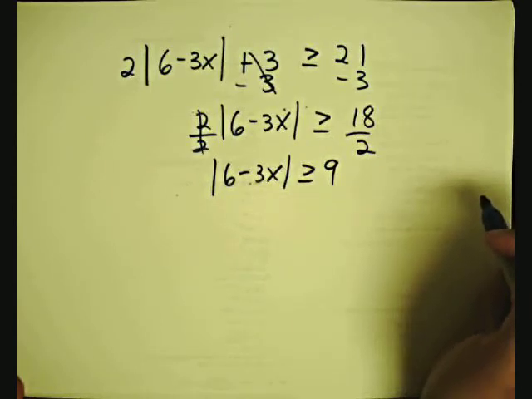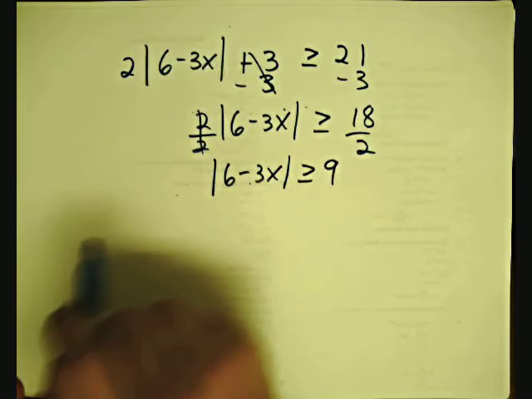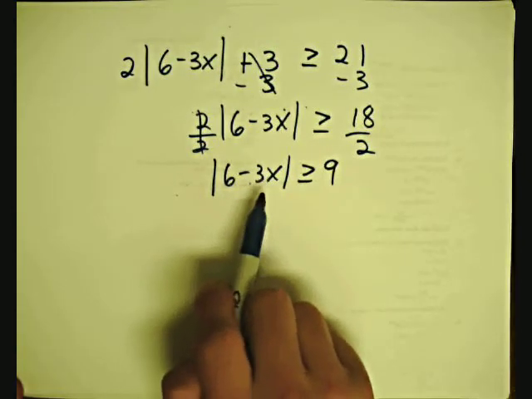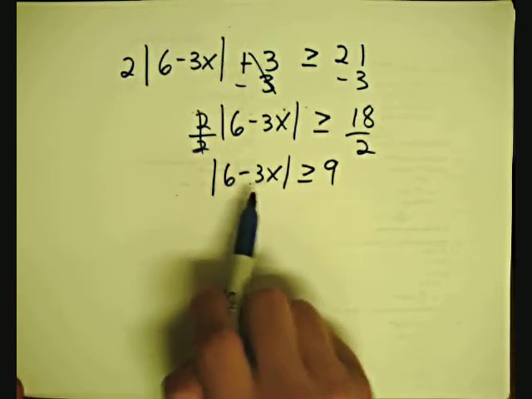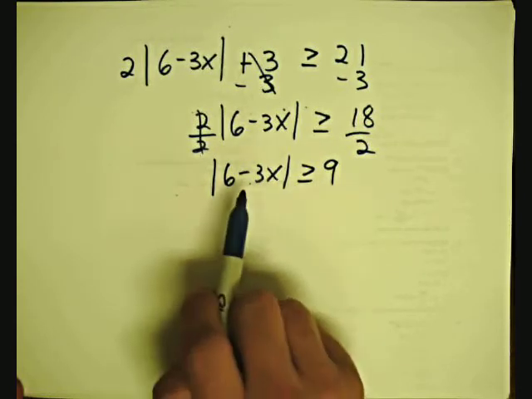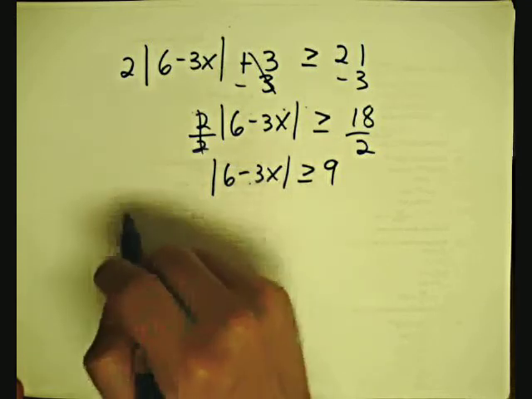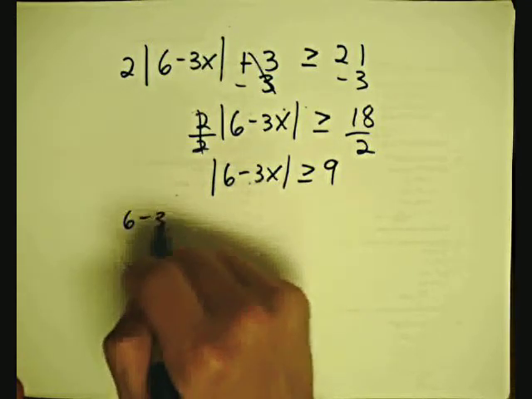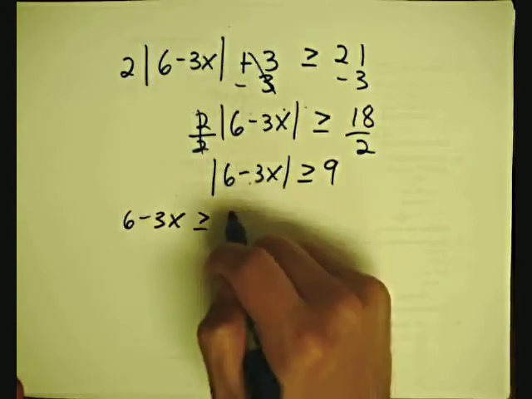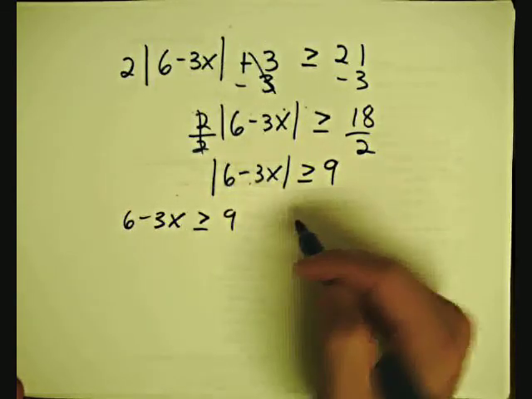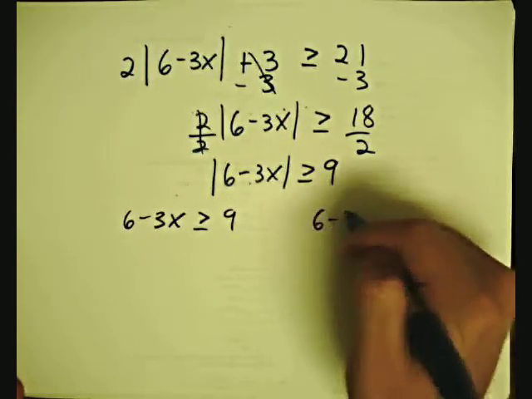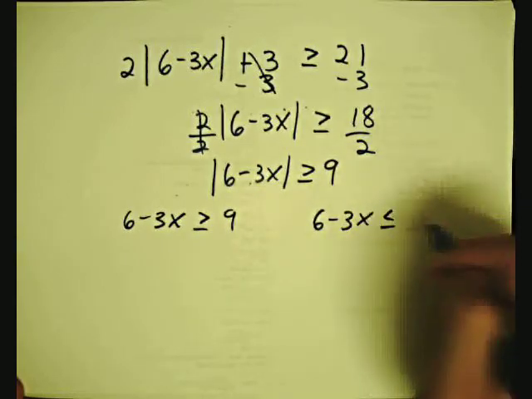Okay, so to continue from here without the absolute value, since we're greater than or equal to, what we want to do is set up 2 inequalities, one where our expression is greater than or equal to 9, and one where our expression is less than or equal to negative 9. So we'll have 6 minus 3x is greater than or equal to 9, and 6 minus 3x is less than or equal to negative 9.